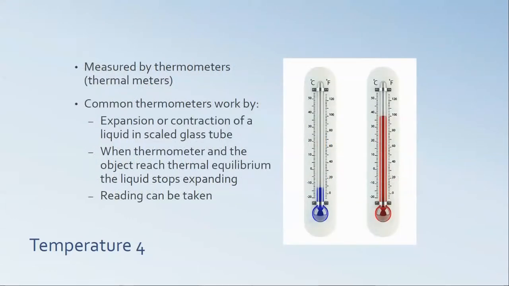We can measure temperature by using a thermometer. And thermometers work by having liquid in a sealed glass tube that's connected to a scale so that we can measure it. And this liquid expands or contracts when we expose it to environments or objects that have temperature. When the thermometer and the object we're measuring reach thermal equilibrium, the liquid stops expanding, and then we can take a reading.